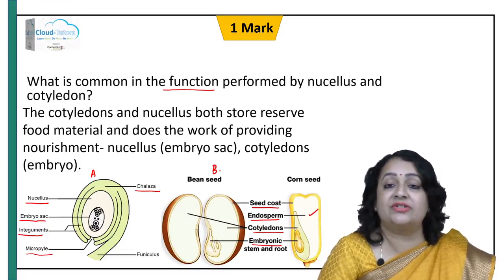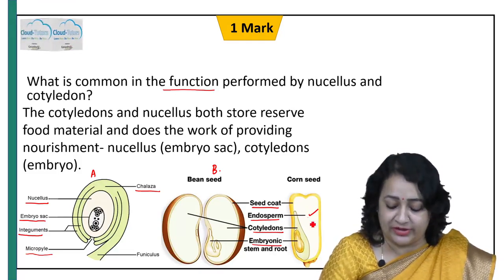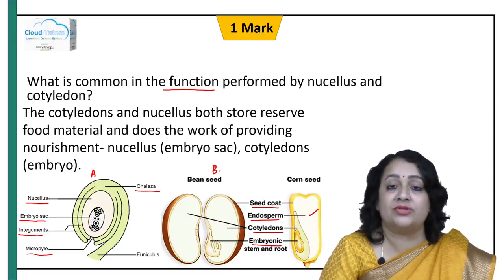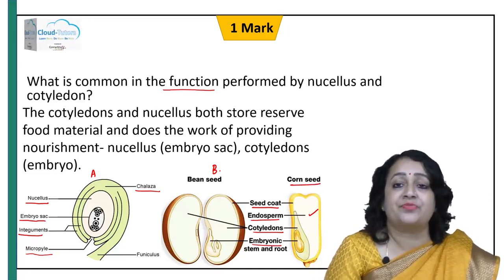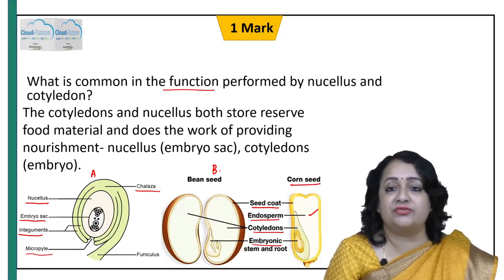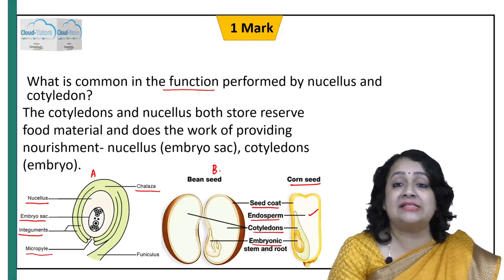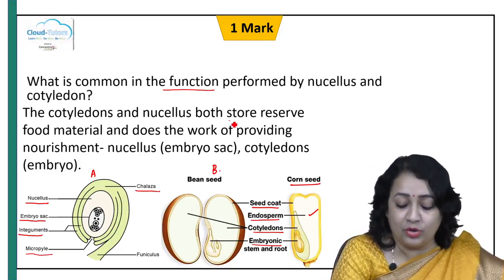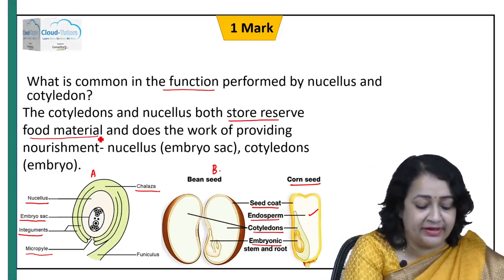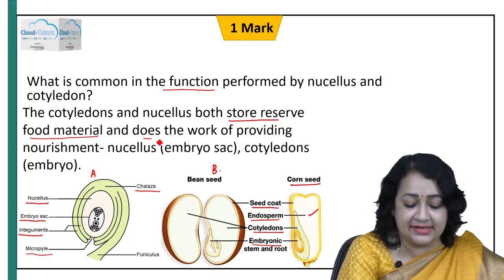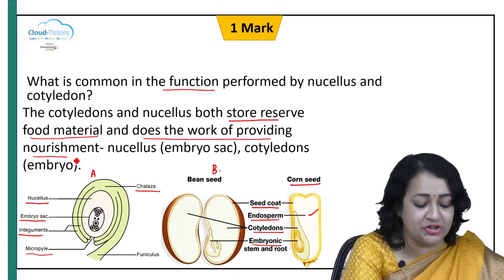So what is the function of this endosperm in case of monocotyledon? Here you can see the endosperm, in monocots, in a corn seed. So what is the function? The function of the endosperm is also nothing but to provide nutrition for the growing embryo. So the cotyledons and the nucellus both store reserve food material and do the work of providing nourishment.